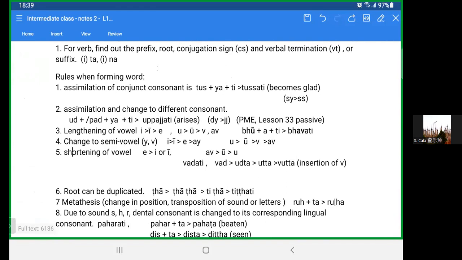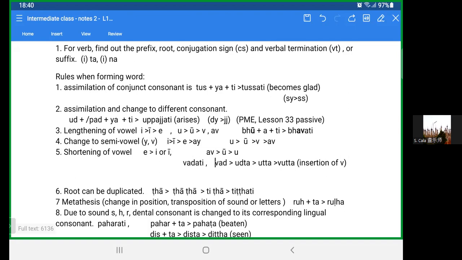This is rule number 4. Actually, there are many rules. This is just what I see from lesson 15. It's all possible rules. Sometimes the vowel can become short. So like A changes to E. Going back, like AV, the V sound changes to U. So you find this, for example, in the case of Wadati, where the prefix is Wutta.